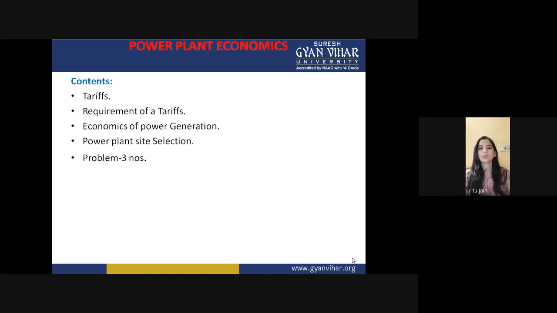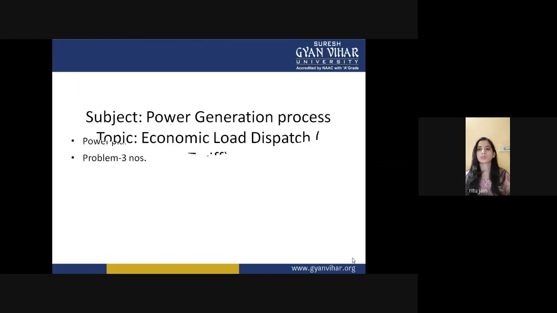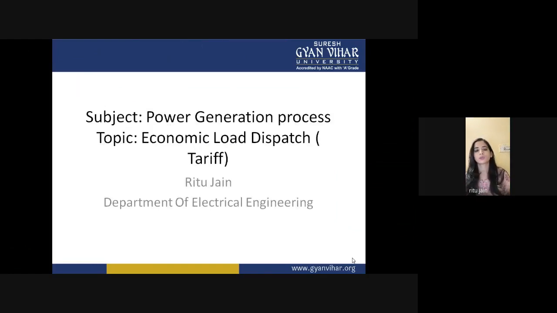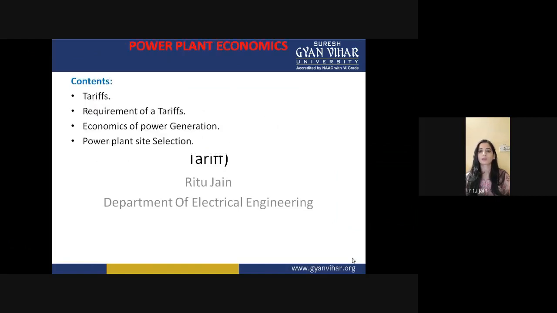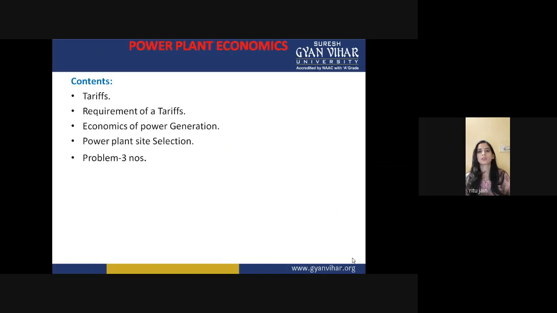So, the learning objective of this subject is to understand the different types of tariff, what economic load dispatch is, and what the different kinds of loads are. So after this lecture, I'm expecting that students would be able to understand the load factor, capacity factor, demand factor, the different kinds of tariff, and how we charge for electricity. Okay, so these are the contents of this lecture.